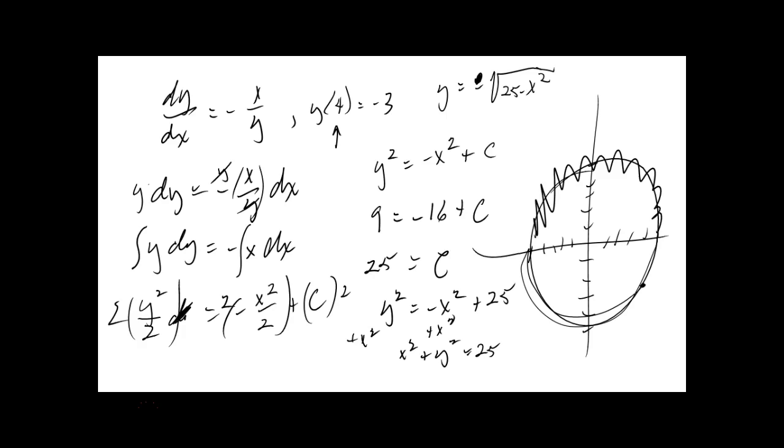Okay. If that initial condition said, say, y of 5 would be 0, then we don't know which one we're on. It could be either one, or y of negative 5 is equal to 0. We could be on the top half or bottom half, but we can't be on both. Okay.